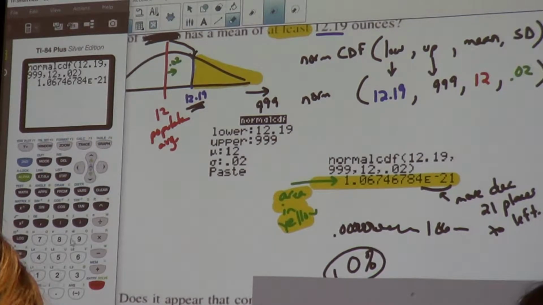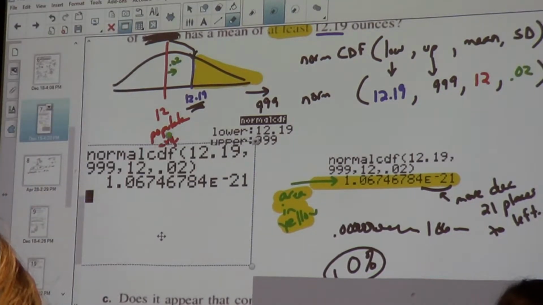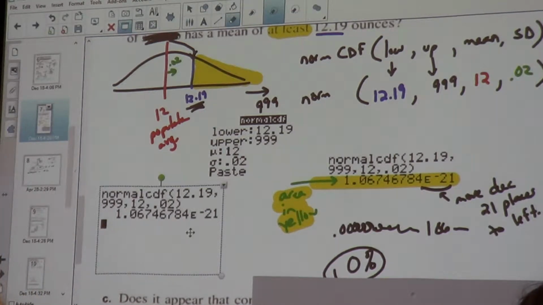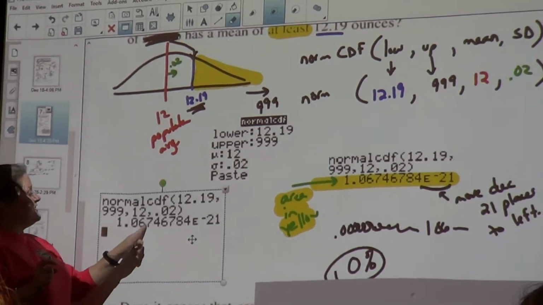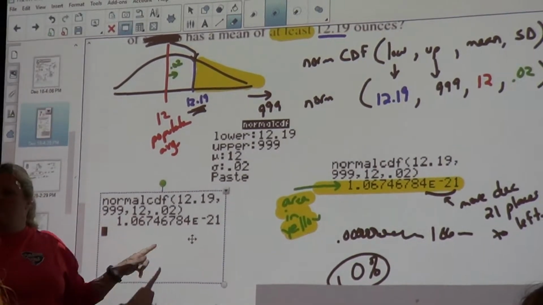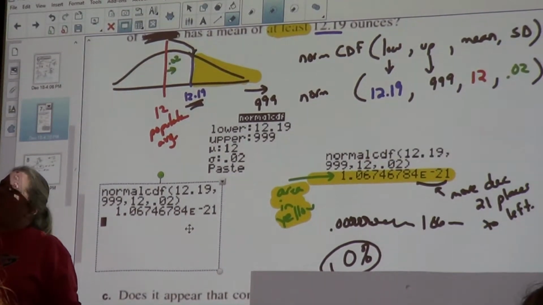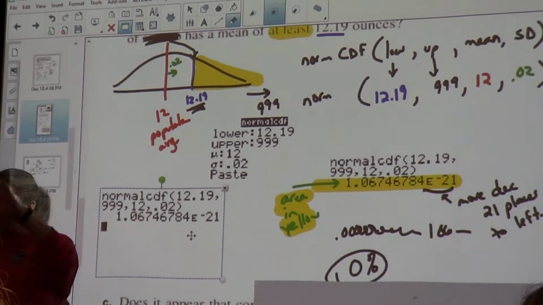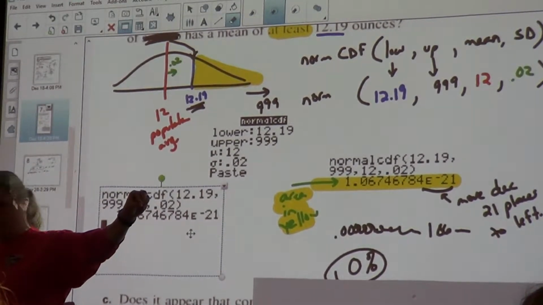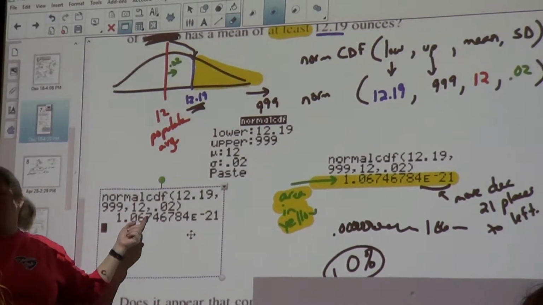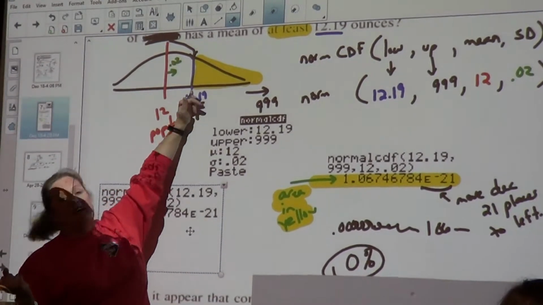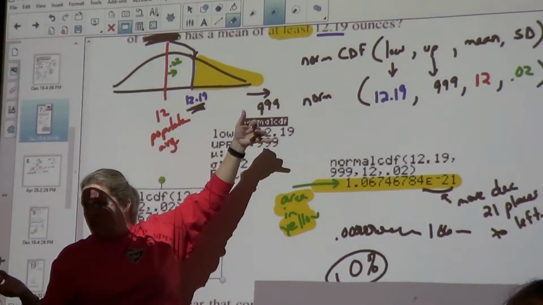Now, some of y'all, when you do your homework, I'm going to go ahead and tell you, you're going to email me because you're going to type in that the answer is 106.7. And you're going to say, Miss Cooper, why is this wrong? Well, number one, what is the whole curve? 100%. So how can the answer be 106? You with me? This is less than 50%. Do you agree?